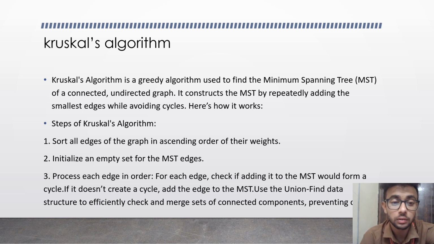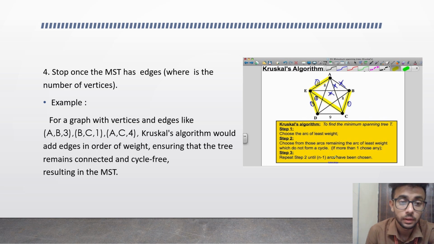Sort all the edges of the graph in ascending order of their weights. Initialize an empty set of the minimum spanning tree edges. Process each edge in order. Stop once the minimum spanning tree has n minus 1 edges, where n is the number of vertices.